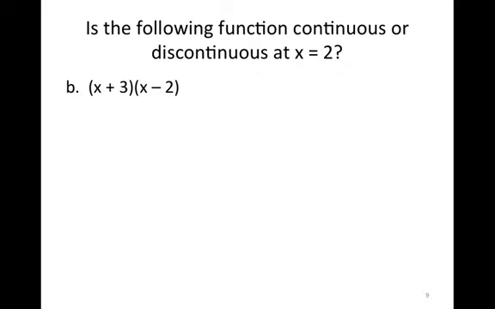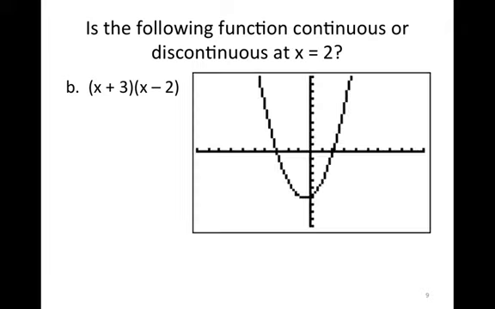This one is x plus 3 times x minus 2. I could ask you this right now. Hopefully you recognize if you FOIL it together you get a parabola, and parabolas are continuous. Okay, you can go from left to right without picking up your pencil.